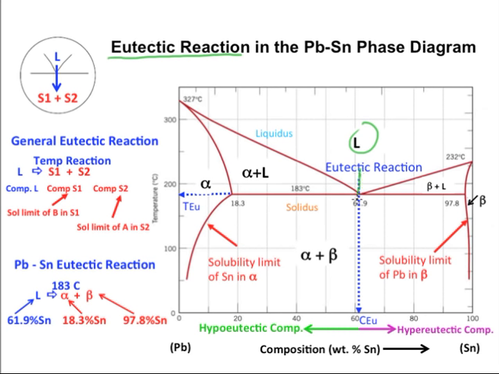So it cools directly into the alpha plus beta region right there. Right down there. And in general, it looks like this. I just did it on our example phase diagram.